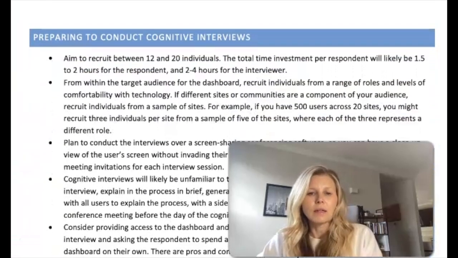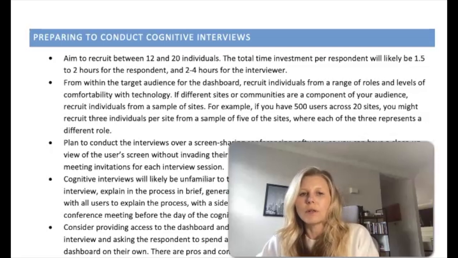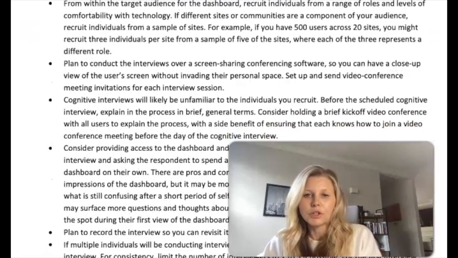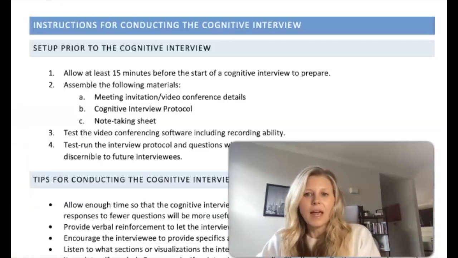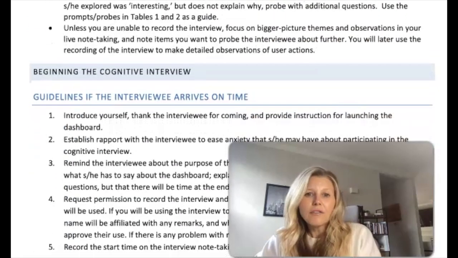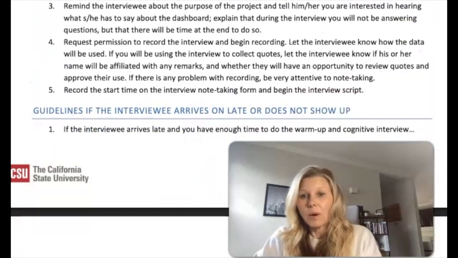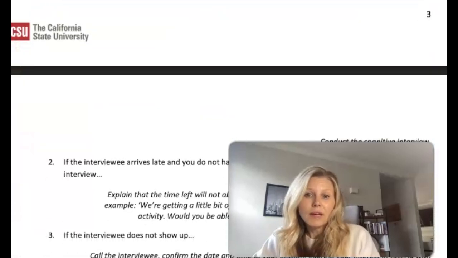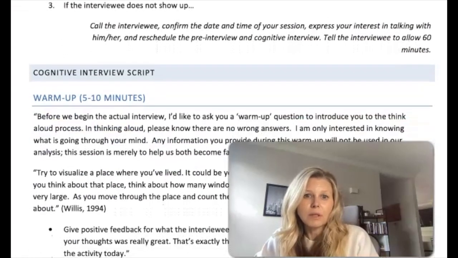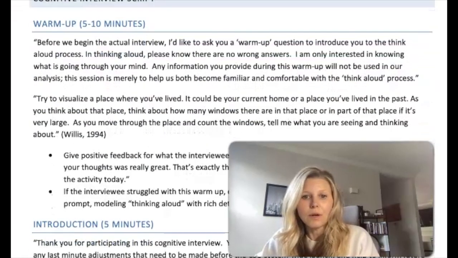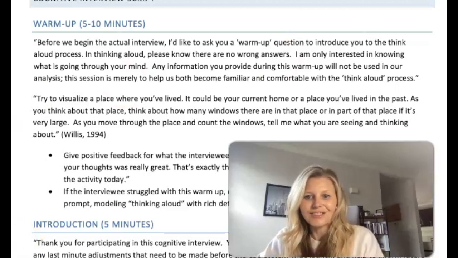And then we come down here, they're going to talk about preparing and how to conduct it, which I'm going to show you an example of as well. And then they provide some instructions for conducting the cognitive interview. So I found this really helpful as just one more resource to look at. You might find it helpful also. Like I said, I'll link it below if it's something that you think will help you. But we'll also look at the example that I made. So let's hop over to that screen.